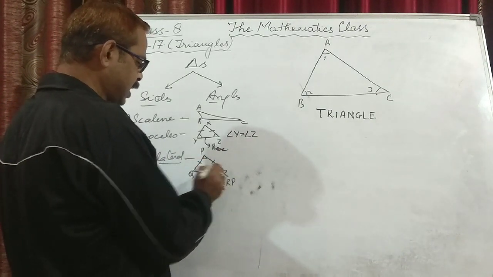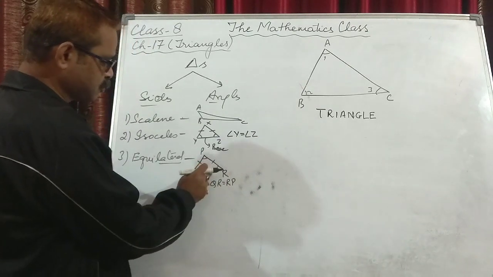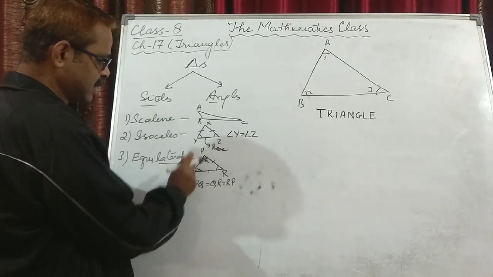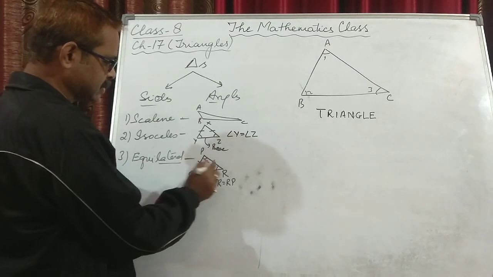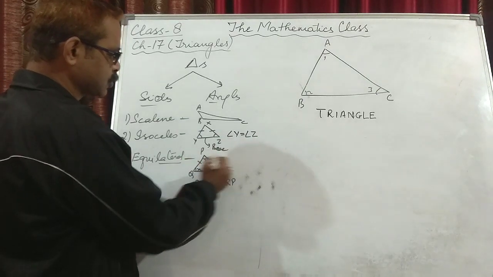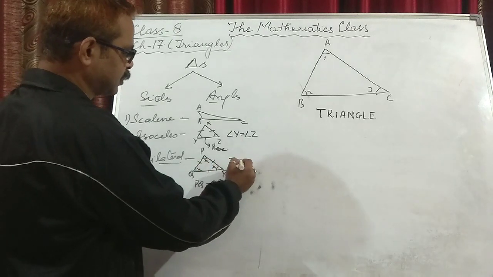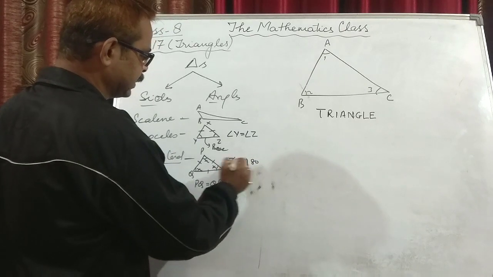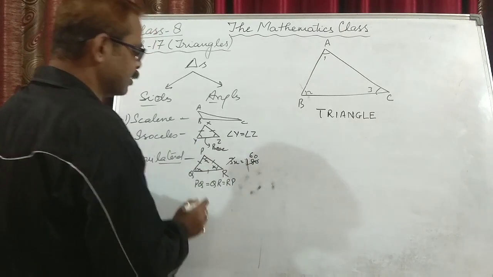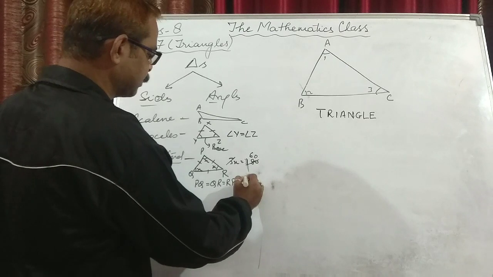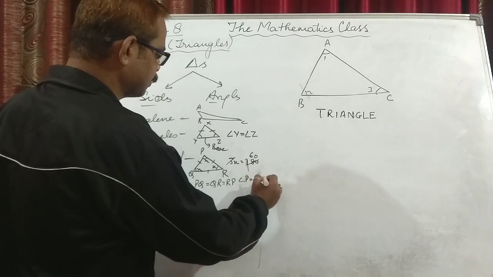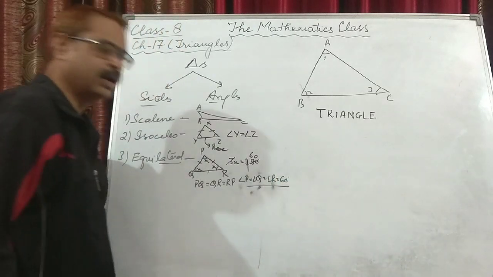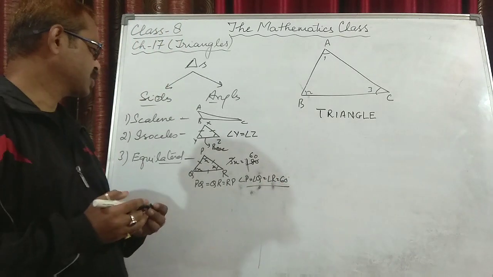60, 60, 60. How? Suppose these two sides are equal. If this is x, this angle will be x. Now these two sides are equal. If this is x, this is x also. So 3x is equal to 180. Sum of all the angles of the triangle is 180. So x is 60 degrees. So angle P is equal to angle Q is equal to angle R. All the angles in an equilateral triangle are equal and they are equal to 60 degrees.